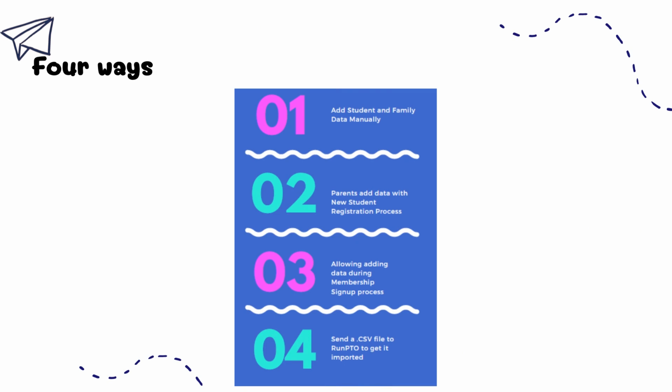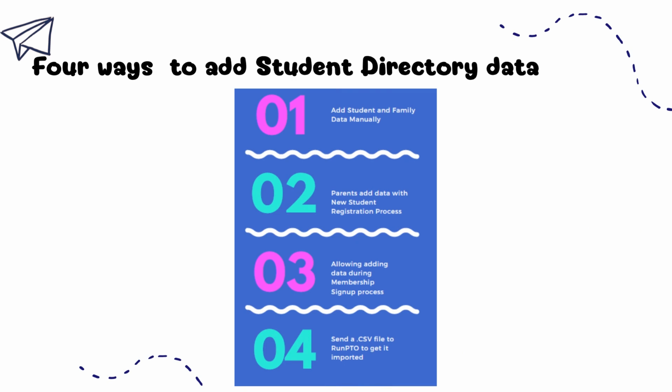Next, there are 4 ways you can build your student directory. Number 1, add student or family data manually. Number 2, collect data online from parents as they add data with new student registration process. Number 3, option to add student data during membership sign-up process. Number 4, send a CSV or XLS formatted file with student and teacher data to RunPTO to be uploaded in the database. First, let's see how we can add data manually.